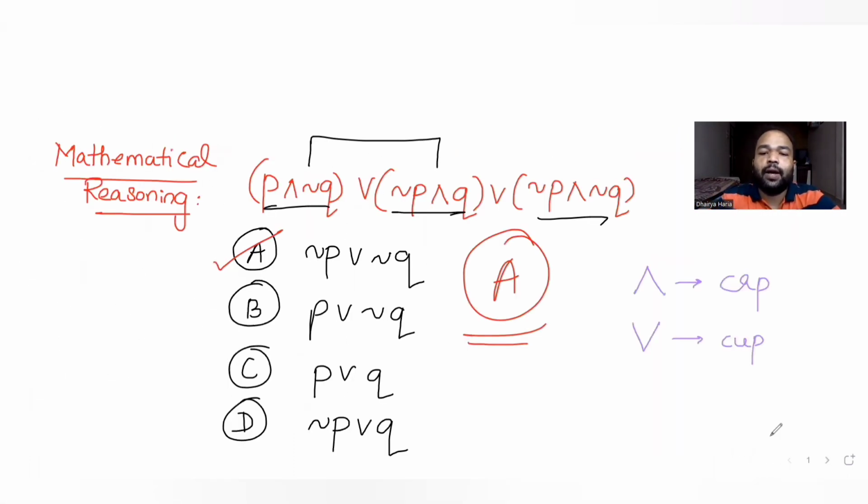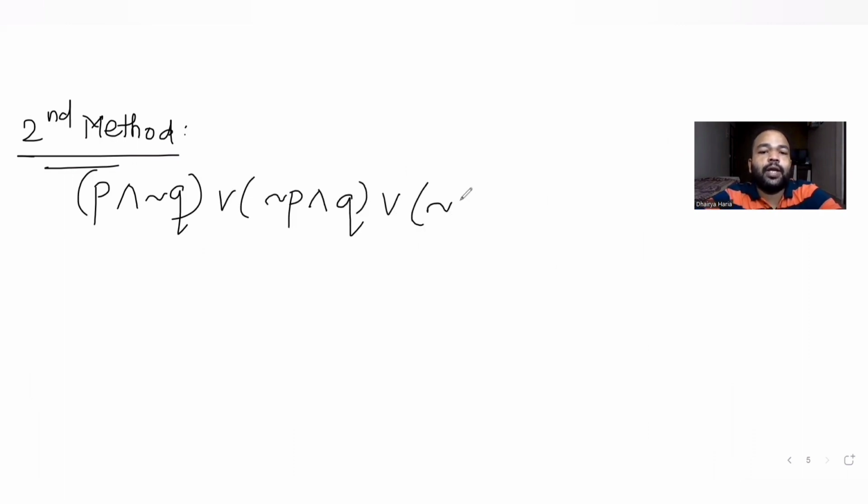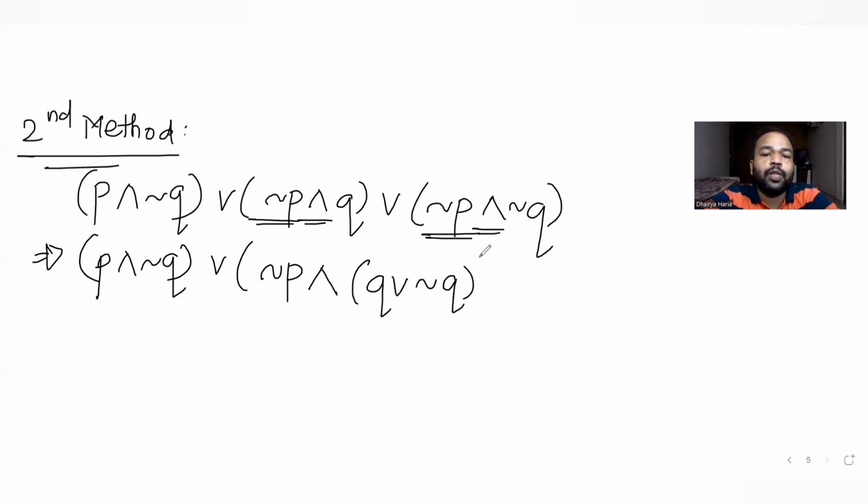So if I use the idea to write my expression that was given, that was P cap negation Q, cup negation P cap Q, cup negation P cap negation Q. This was the entire statement given to me. Now I can split this as P cap negation Q cup negation P. If I see here, it is common in both of them, and cap as well. So if I keep negation P cap common, I'll be left with Q cup negation Q in the bracket.